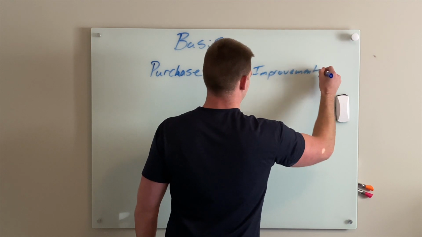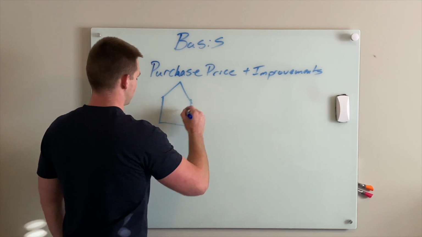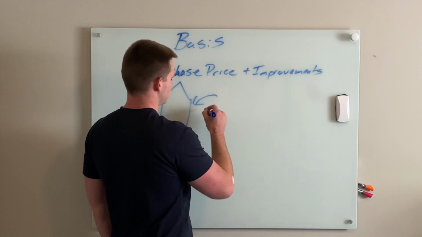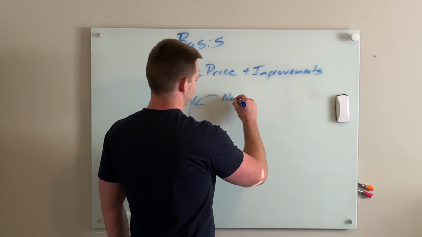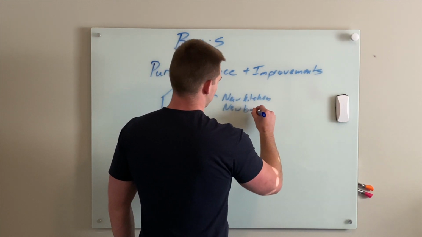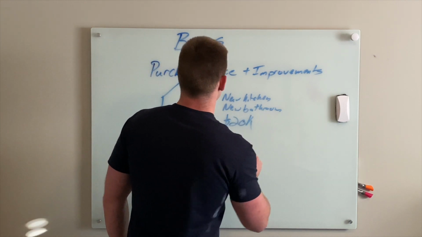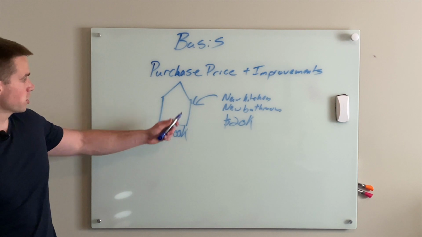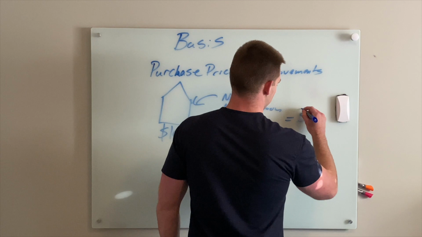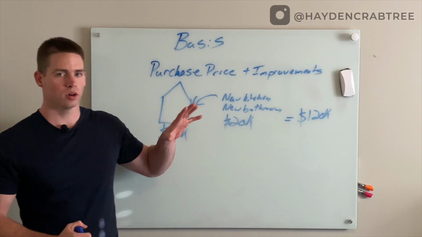Okay, so here's an example, right? If I buy a house, let's say I buy a house for $100,000, and let's say I put into that house a new kitchen, okay, and a new bathroom. Let's say I put $20K into it. So now my basis in this property is $100K purchase price plus $20K of improvements. My basis equals $120K. Okay, so $120,000 would be my total basis in this property.